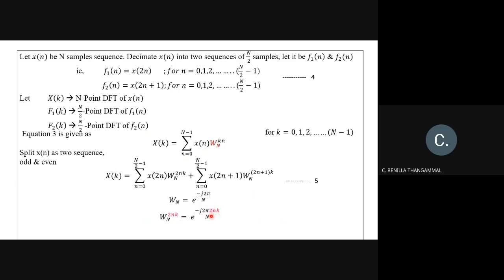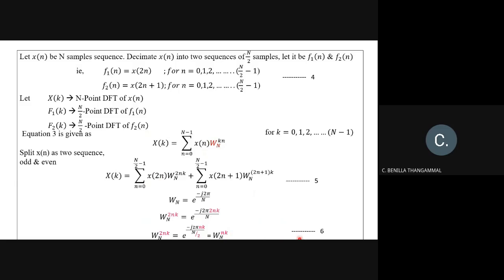Numerator can be written in terms of the denominator. So this 2 can be written as denominator n by 2. If your denominator is n, I can write it as W suffix n. Here the denominator is n by 2, so I can write it as W suffix n by 2 power nk, because I'm just converting my n point to n by 2 point. So all should be in terms of n by 2.